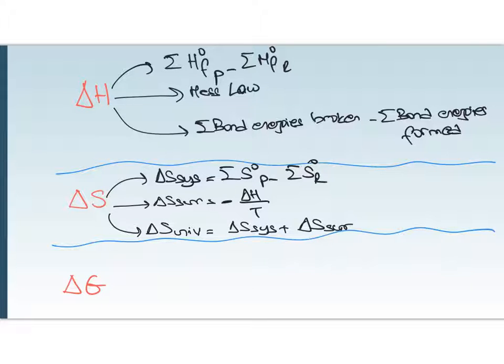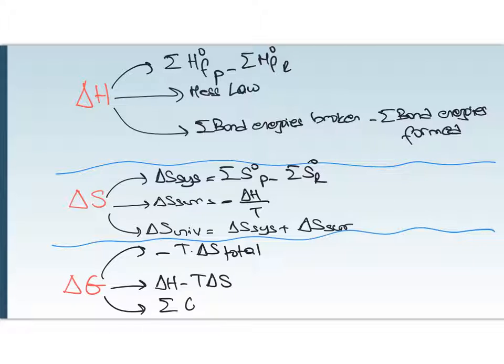Now comes delta G. There are 3 ways of calculating delta G. The first one is minus T times delta S total, or this is equal to delta H minus T times delta S. And finally, like delta H and delta S, this is equal to total Gibbs free energies of products minus total Gibbs free energies of reactants.